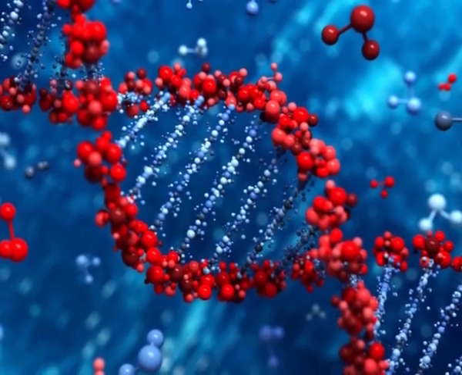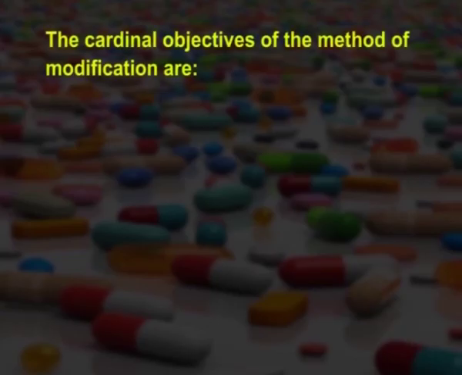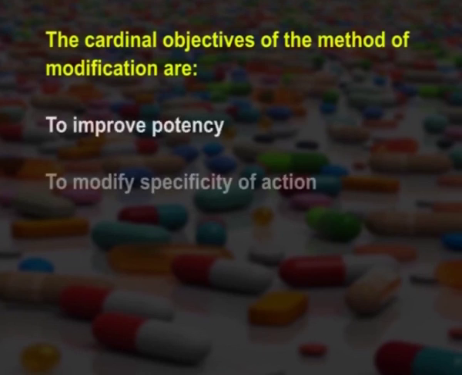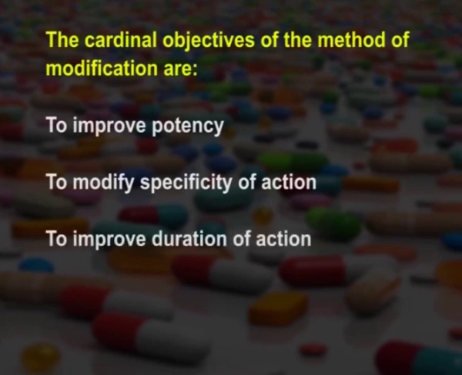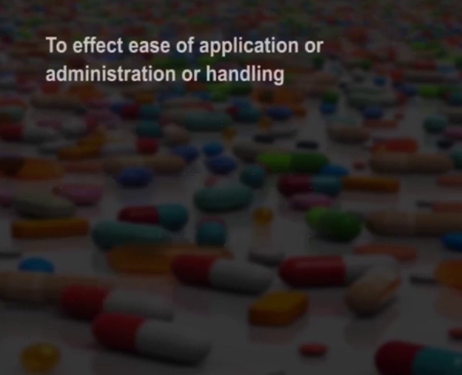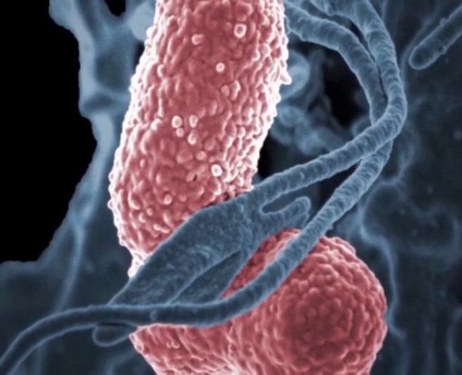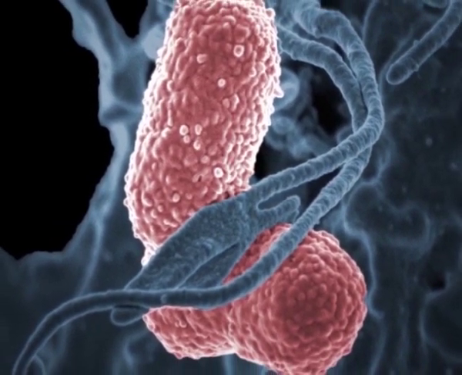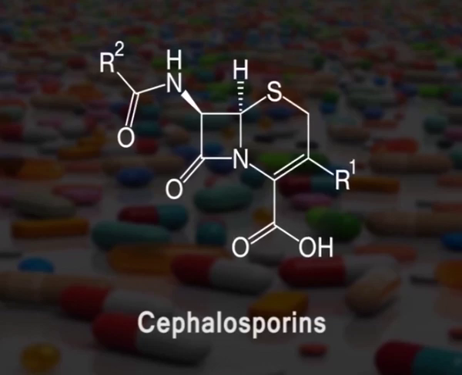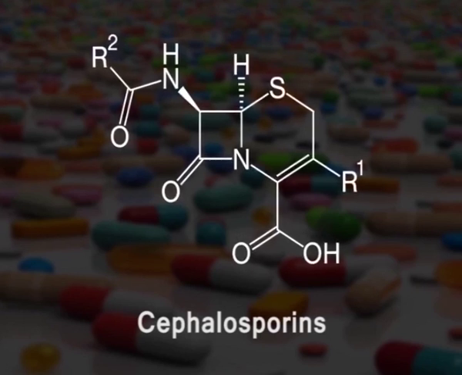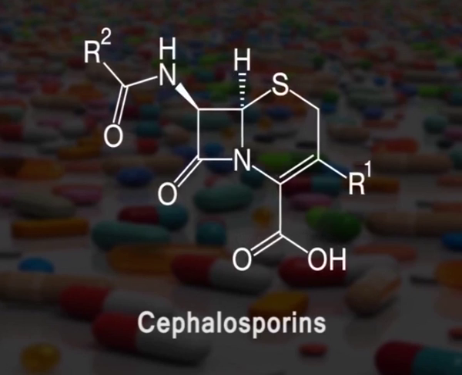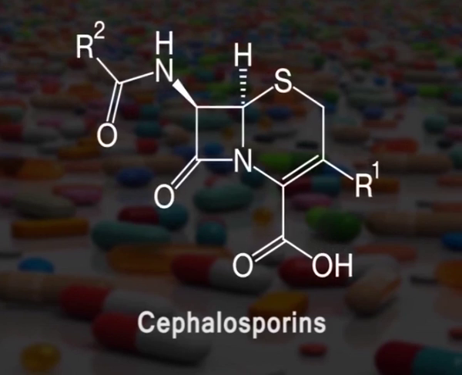The cardinal objectives of the method of modification are: first, to improve the potency; second, to modify specificity of action, to improve duration of action, to reduce toxicity, to effect ease of application, administration or handling, to improve stability, and to reduce cost of production. An example of this approach is in the anti-infective area, where modification of the original first generation cephalosporin has led to second generation and third generation offspring with substantially improved characteristics.